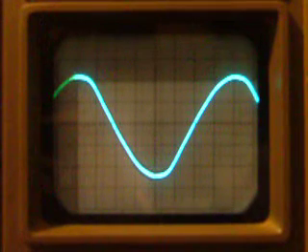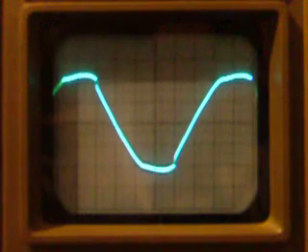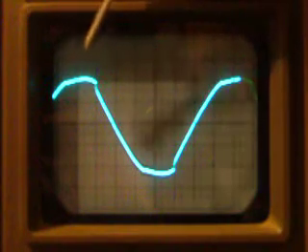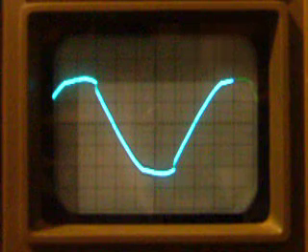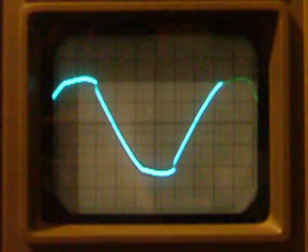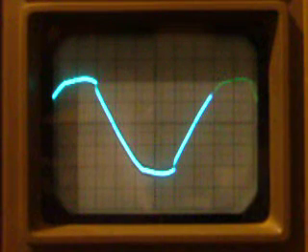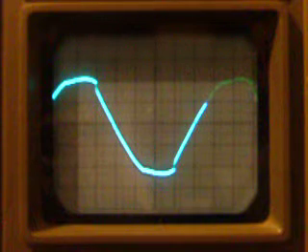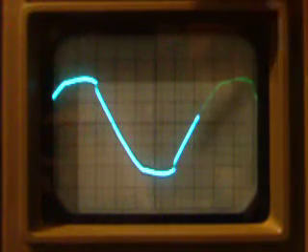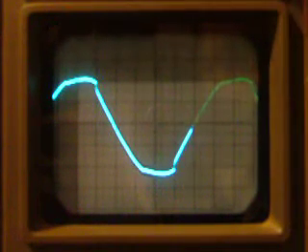Now we put the amp in the ready mode. You can see some flattening of the tops of the sine wave. This indicates that the transformer core is having trouble supplying current to both the high voltage supply and the filaments. It's a sag, a saturation perhaps of the core.